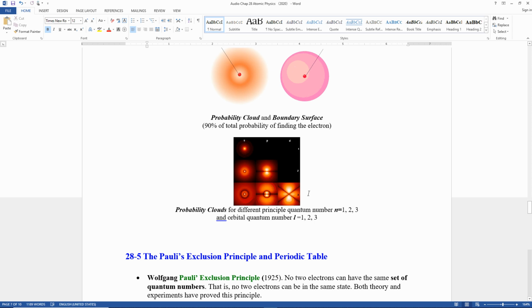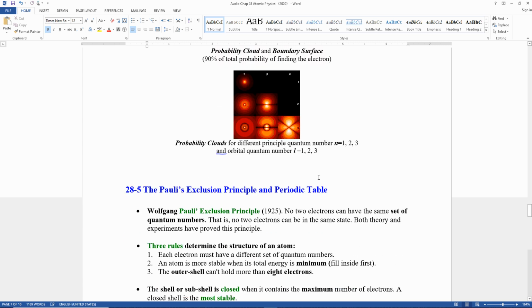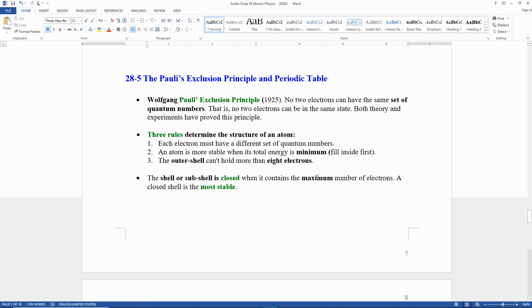More and more complicated. We are not going to discuss the details because it is 3 dimensional. The electron can go up, down, along the x direction, y direction, or z direction. Very complicated. Okay, so now here are the 3 basic rules. All this comes from the theory of quantum mechanics. Rule number 1: each electron must have a different quantum number.